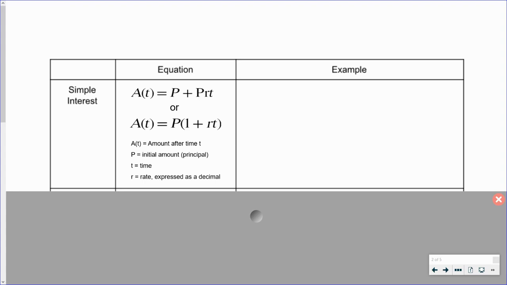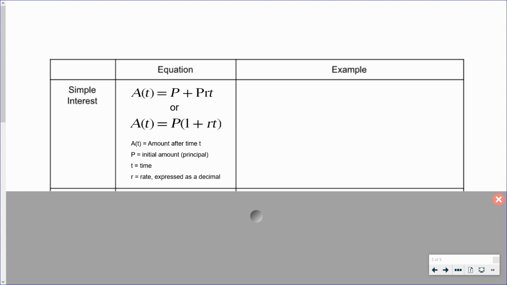P is the initial amount. If we're talking about money specifically, it's typically the principal amount. T is time that can be measured in months, years, but again, it's going to be constant. And then R is your interest rate or your growth rate expressed as a decimal. That's really super important here: your rate always needs to be expressed as a decimal in these scenarios, or you're going to get really ridiculously either large or small answers.